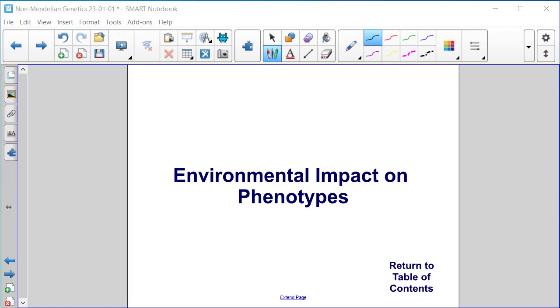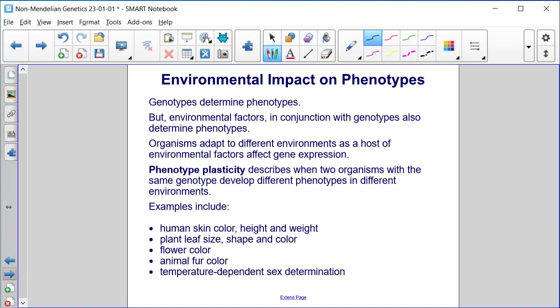Environmental impact on phenotypes. Genotypes determine phenotypes, but environmental factors in conjunction with genotypes also determine phenotypes. Organisms adapt to different environments as a host of environmental factors affect gene expression. Phenotype plasticity describes when two organisms with the same genotype develop different phenotypes in different environments.